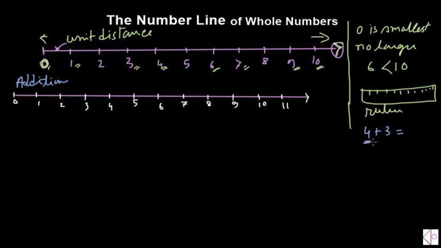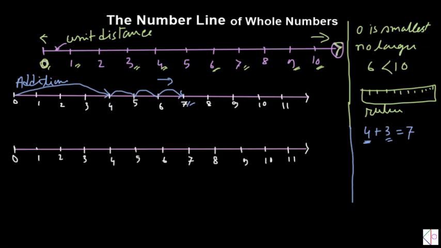First take the first value, that is 4. So we have to take a jump from 0 to 4. Then we have to move another 3 unit distances consecutively. That means 1, 2, 3, in the same direction since it is an addition. So finally we reach 7. That is the result. 4 plus 3 is 7. Now you can pause the video and take another example to find the summation of two whole numbers using the number line.